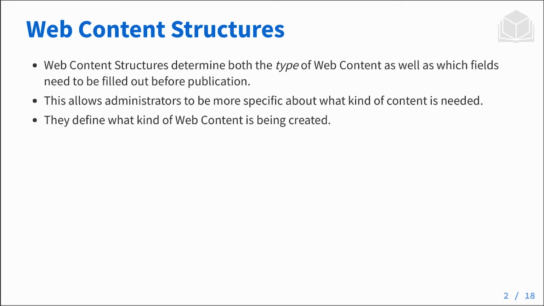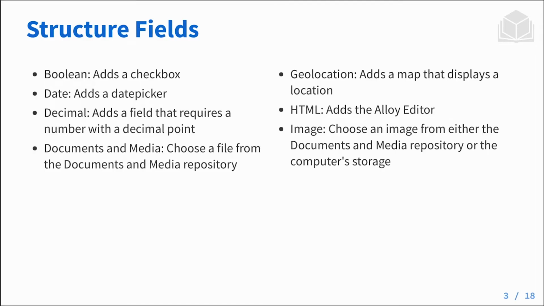Structures also allow us to distinguish the different types of web content that we might have. For example, if I named a structure Press Release, that would be a new press release that I can now add. I would literally be able to go into the menu, click Add and Press Release, and I would have that form to fill out for the press release structure. Each structure has a set of fields that we can use to build that form and determine what information needs to be added to the web content.